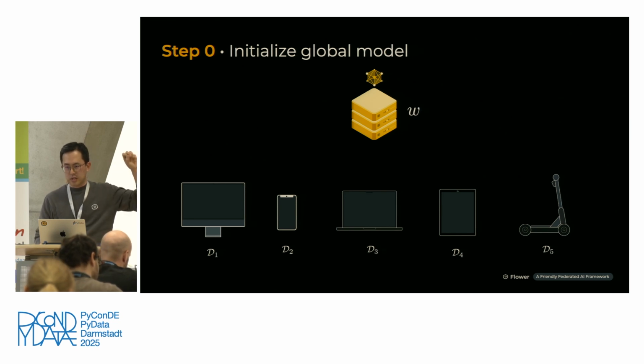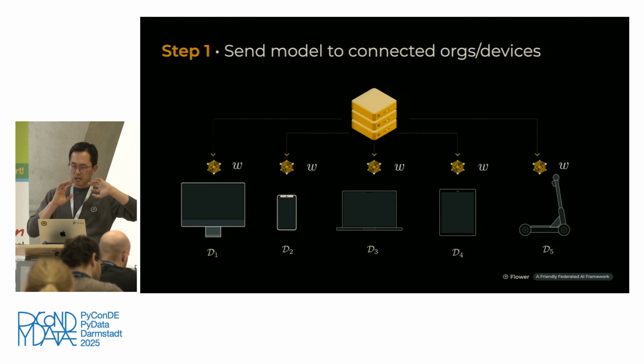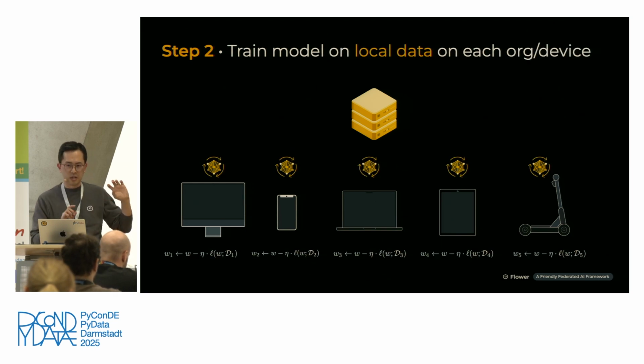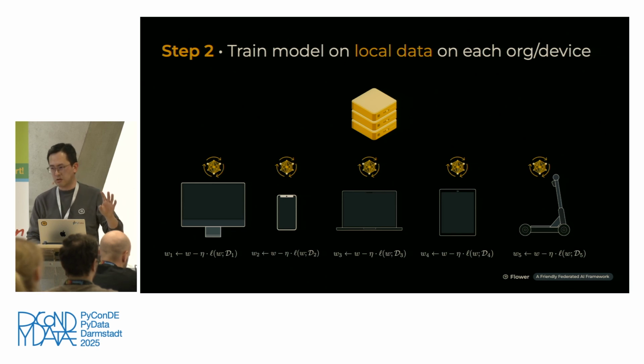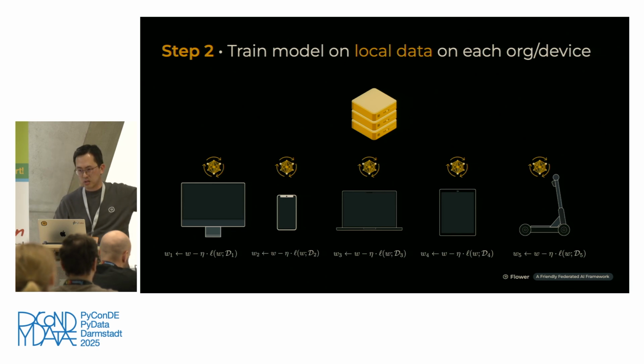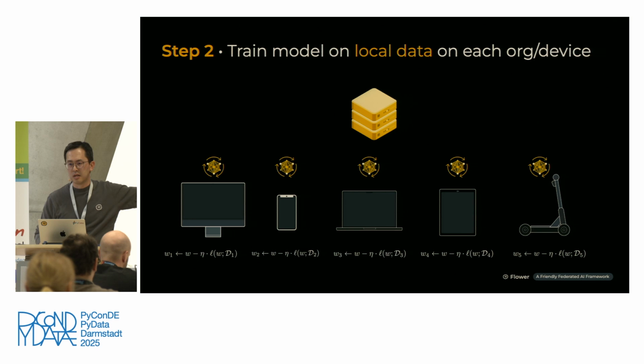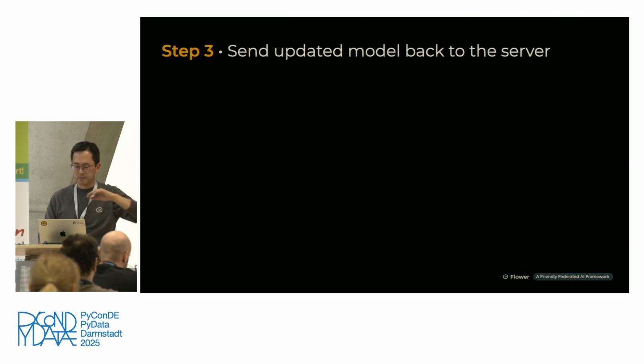Then you have the model weights, W. In step 1, you send the model to all the connected organizations or devices. Then, in step 2, you train the model on the local data on each organization or device. All right, so there are some fancy equations over here. That simply means you update these model weights based on the local data, okay?